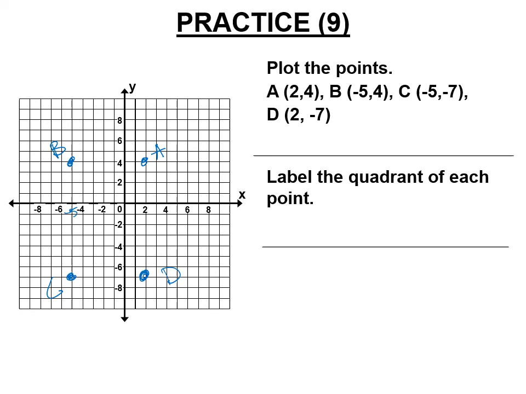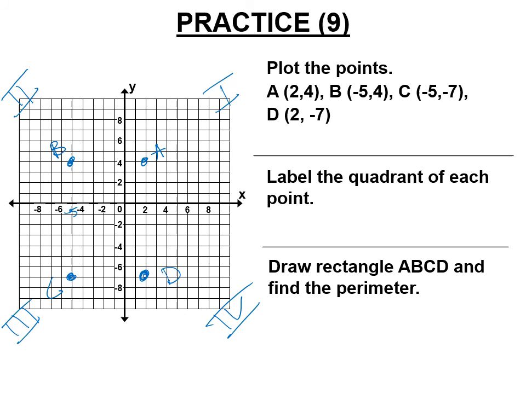Okay. Label the quadrant of each point. All right, so this is in quadrant 1, 2, 3, 4. If you've never ever seen Roman numerals before, then you may use regular Arabic numerals. That's the 1, 2, 3, 4 we use. It's just for addition, that's all that is.